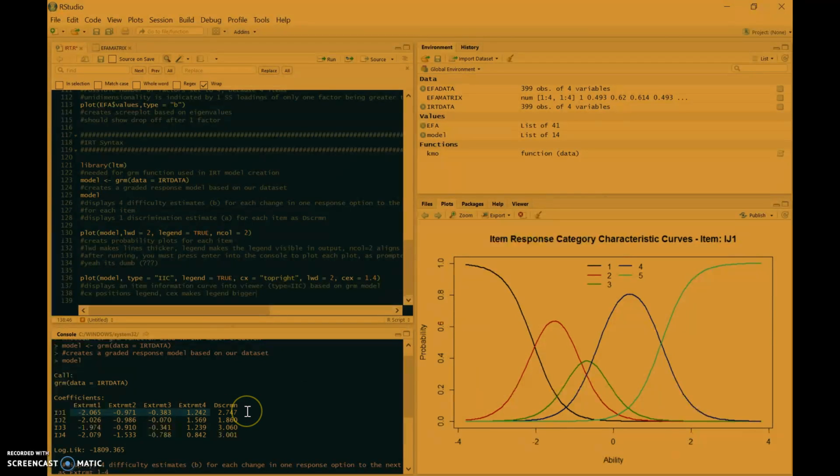This discrimination value is pretty high at 2.7, so we see pretty steep curves and pretty confident spaces. Like this area is unique.